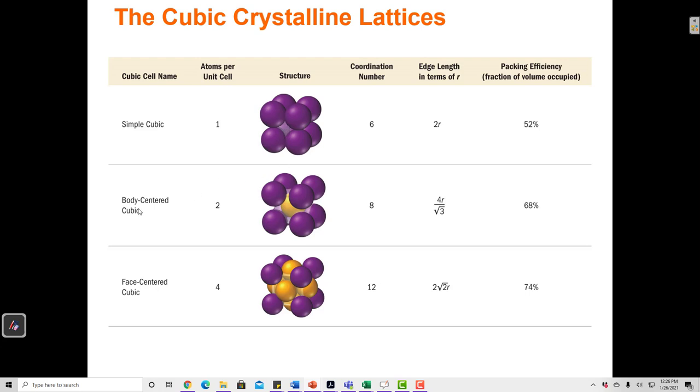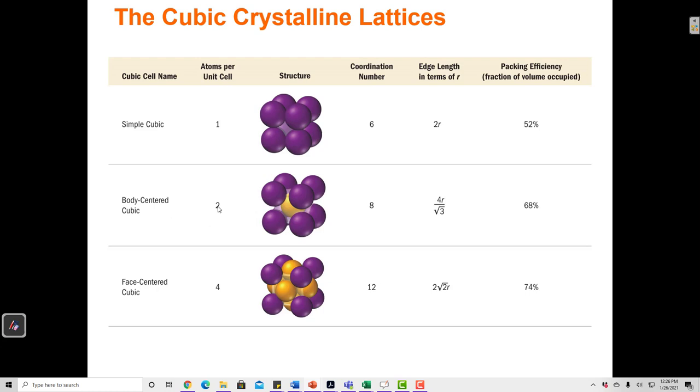Well, the body-centered cubic takes care of that. The body-centered cubic sticks an atom right in the middle. That atom is the same element, even though it's yellow. All of these atoms are the same size in the unit cells that we're looking at now. They're made yellow or purple so that we can see the difference between atoms at the corners, the purple ones, and the atom in the middle, which is yellow. But they're all the same size atom. They all have the same radius.